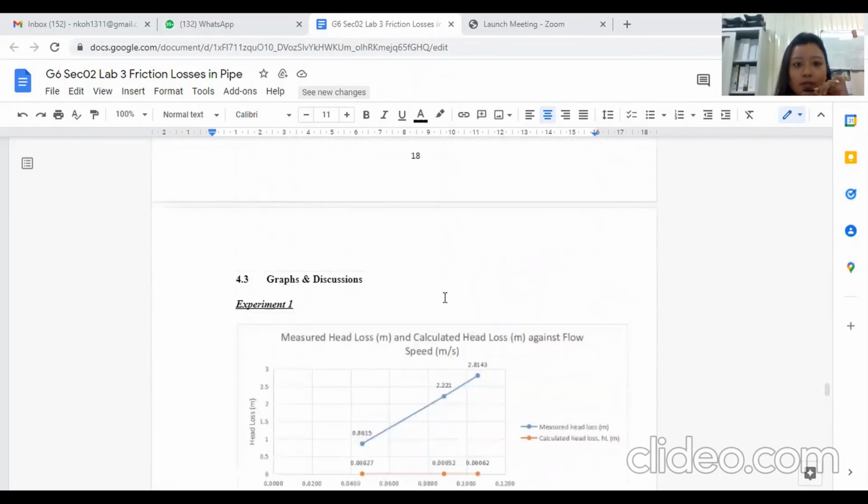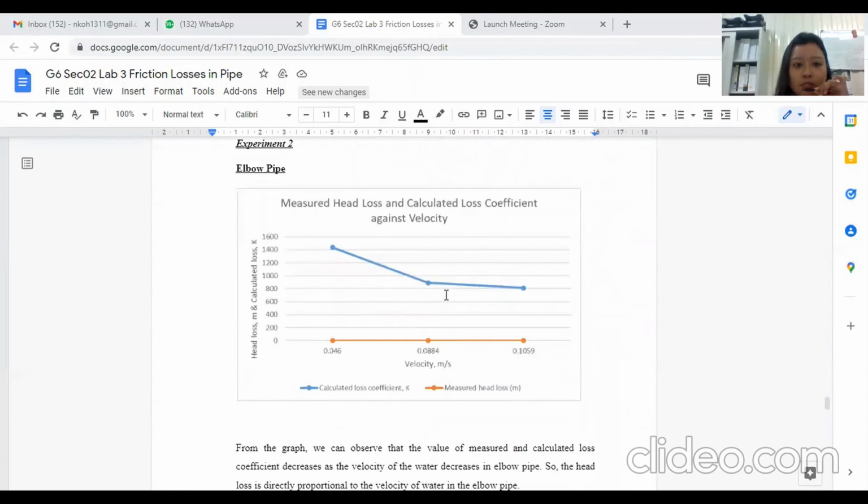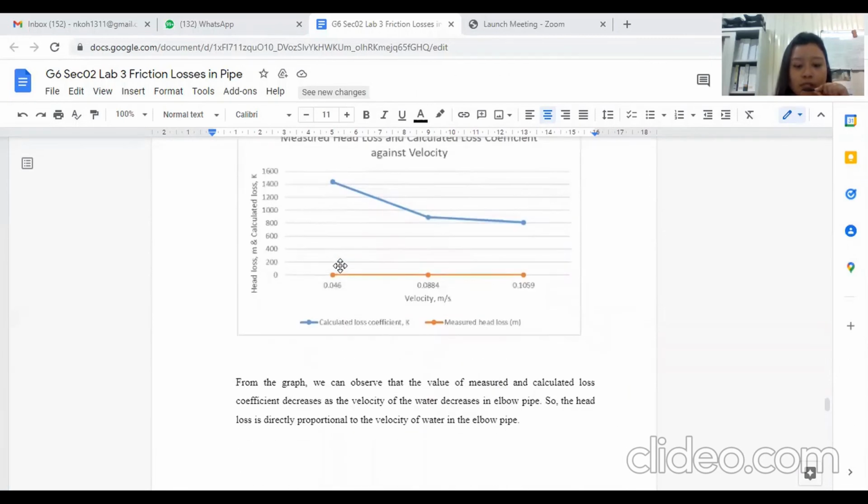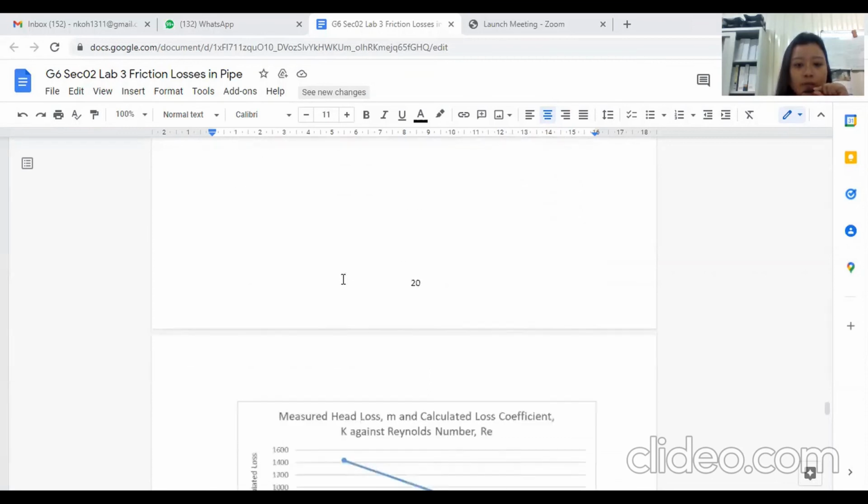Okay, so for the graph and discussions for experiment 2, for the elbow pipe, as you can see from the graph, we can observe that the value of measured and calculated loss coefficient decreases as the velocity of the water decreases in the elbow pipe. So the head loss is directly proportional to the velocity of water in the elbow pipe.